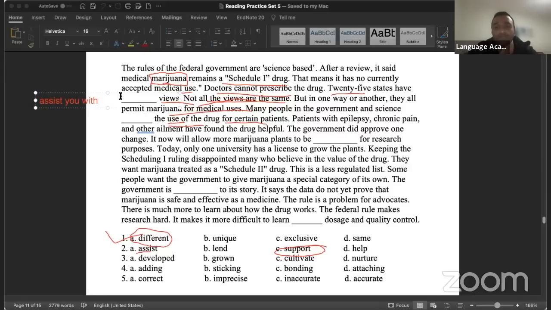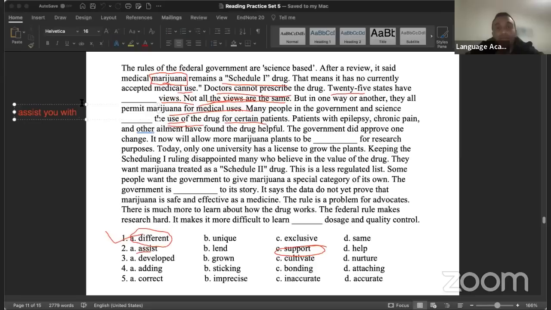Even this is not support. Lending money is not really support. But in broader terms it could be support, because you're supporting someone by giving them money, right? But lend is used mostly in cases which involve money or accounting or stuff like that. Okay.